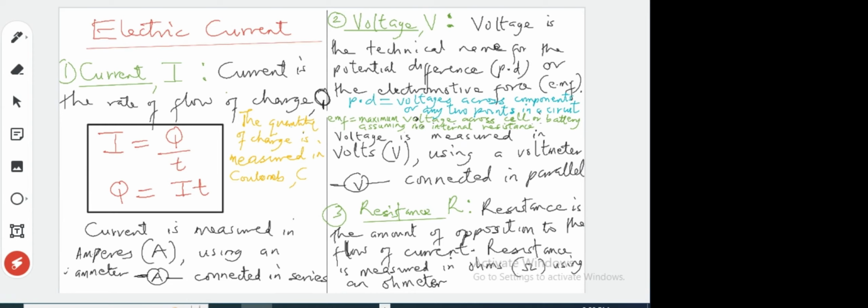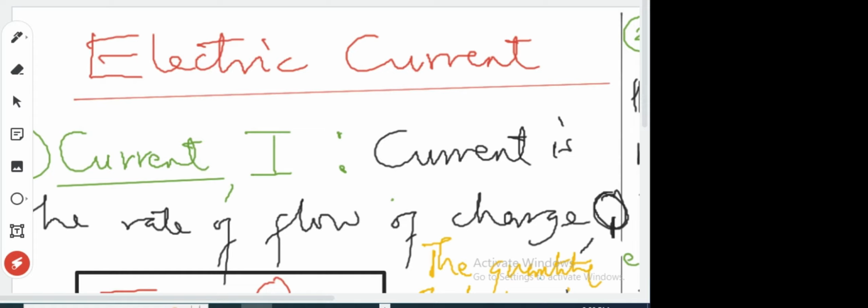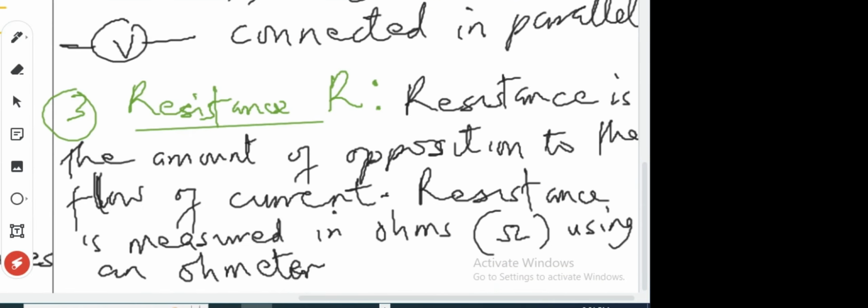Resistance is the amount of opposition to the flow of current. And of course, resistance is measured in ohms. This is the symbol for ohms. Resistance is measured in ohms using an ohmmeter. If you increase resistance, current decreases. If you decrease resistance, current increases.